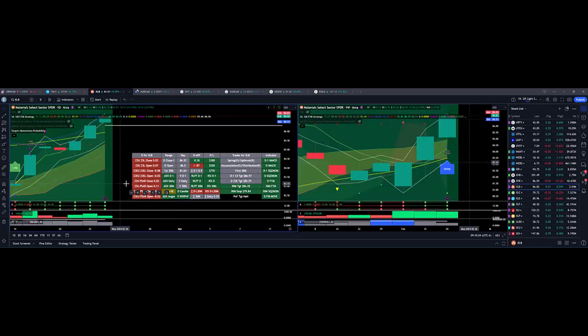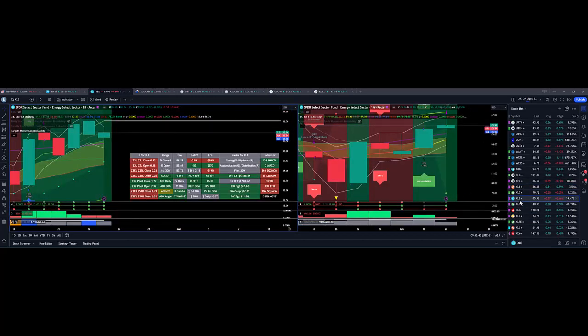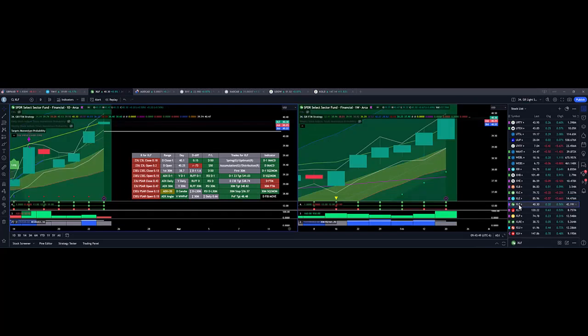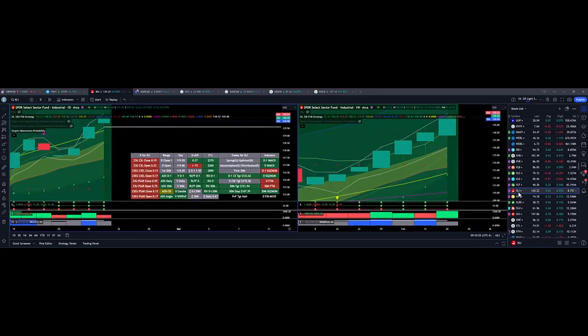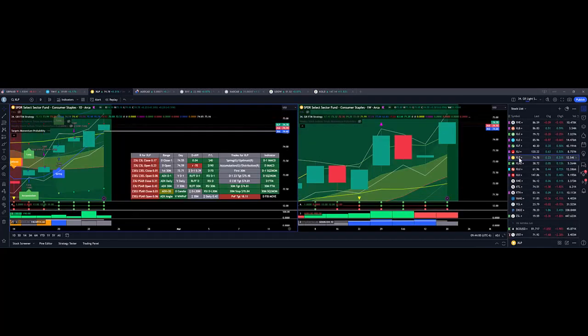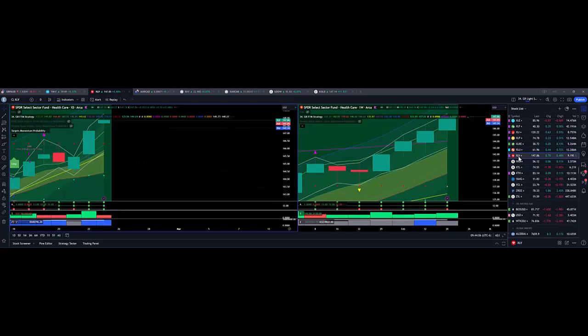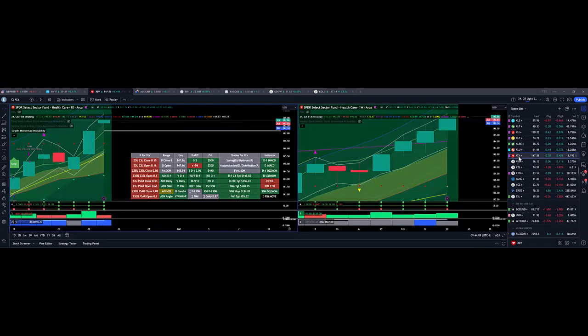XLB, gain of $900. XLE, gain of $970. XLF, gain of $460. XLI, gain of $1,580. XLP, gain of $1,130. XLV, gain of $1,120. And that's all for the trend trades.